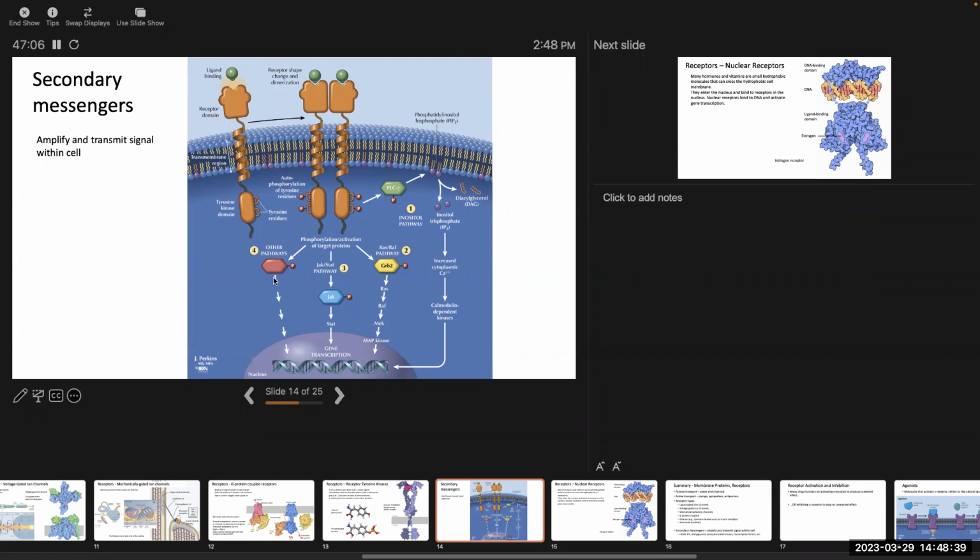So this is a simplified schematic illustration, but it illustrates some common second messengers that are associated with these receptor tyrosine kinase molecules. Here's a picture of a receptor tyrosine kinase. I'm not crazy about this picture. It's kind of primitive, but it gets the point across, I guess.